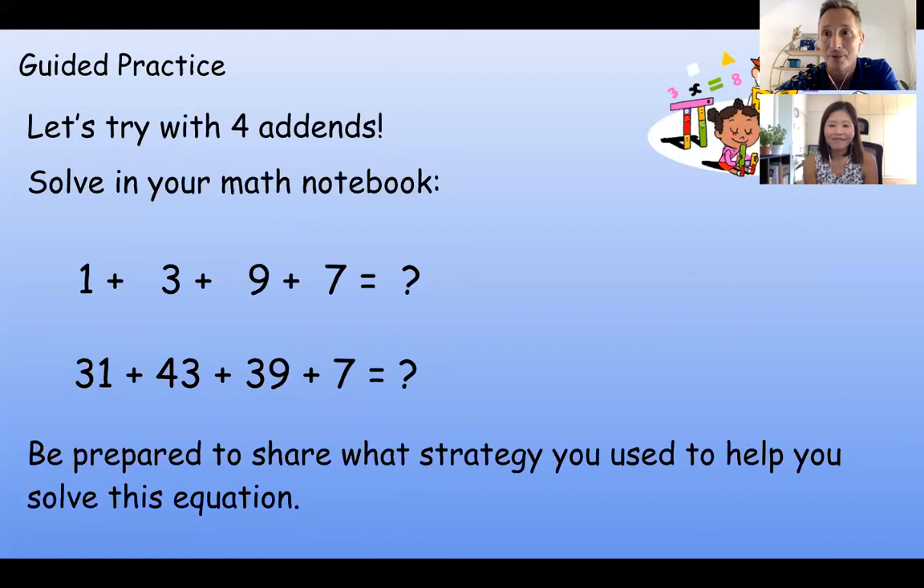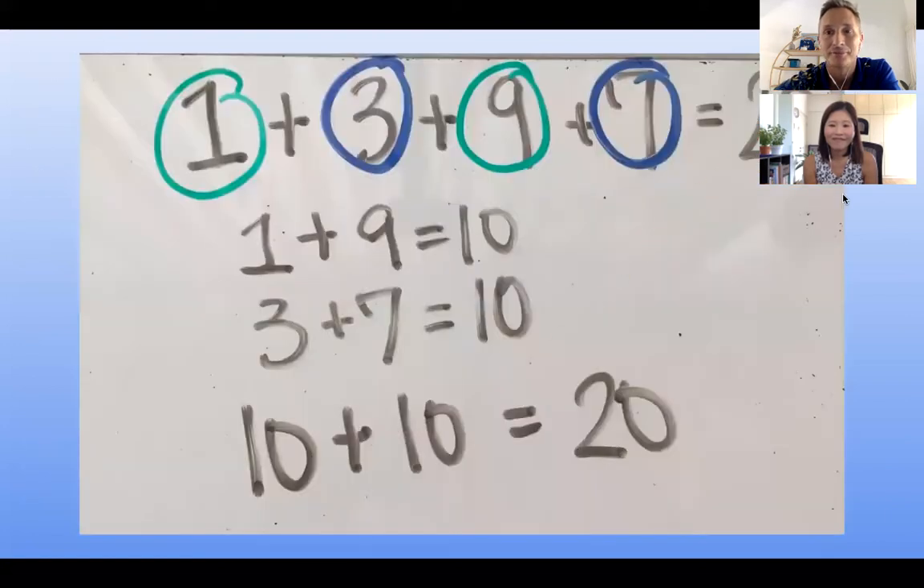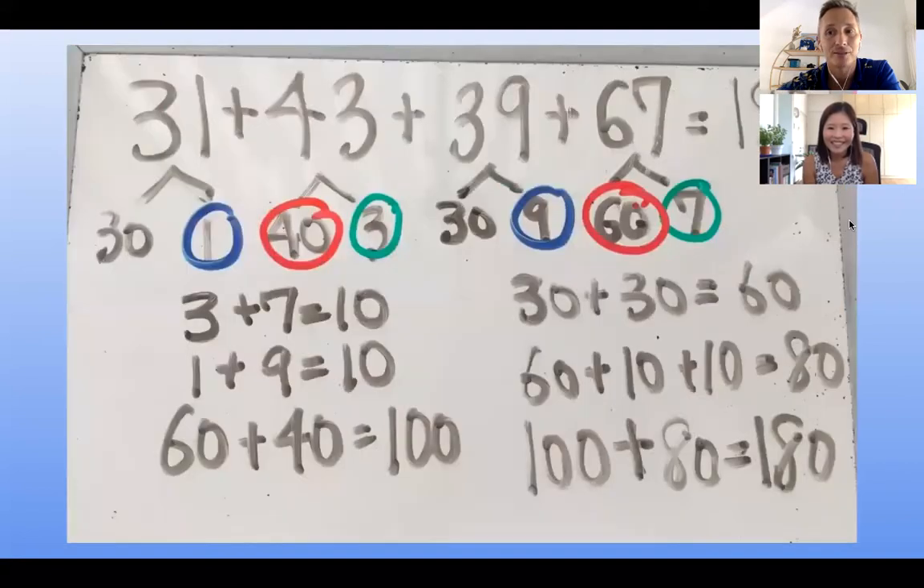Okay, welcome back. Here we go. So what we did in this problem, we looked for those friends of 10, and I see that the 1 and the 9 made 10. And then I had a 7 and a 3, that also made 10. Okay, so I had 2 groups of 10. 10 plus 10, there's my answer. There's 20. What do you think about that, Miss Yuka? Nice. 2 sets of making 10. That was easy. 2 friends of 10.